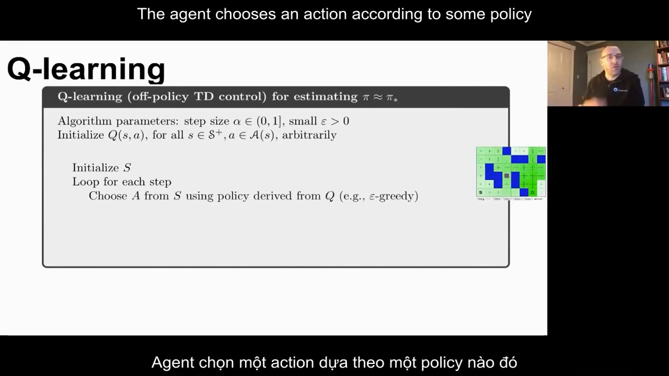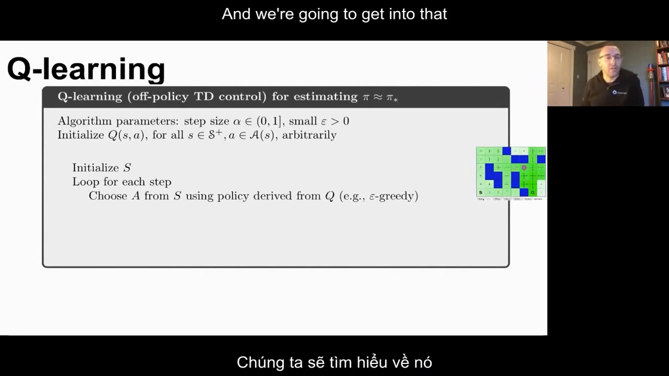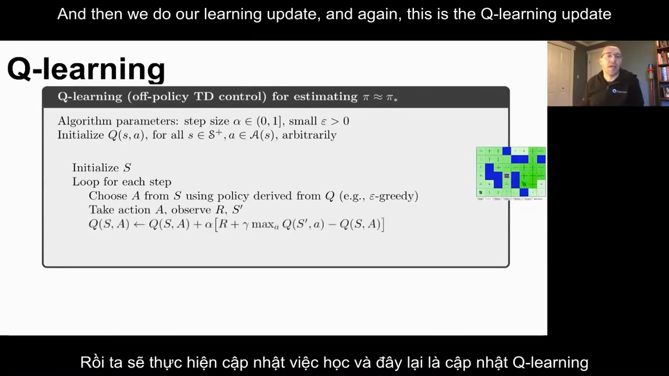The agent chooses an action according to some policy. In this case, it's going to be some exploratory policy related to the Q, and we're going to get into that. Usually we do epsilon greedy. So in this first state, we pick an action, and then we take that action. And then the simulator updates, it gives us a new state and a reward. And then we do our learning update.